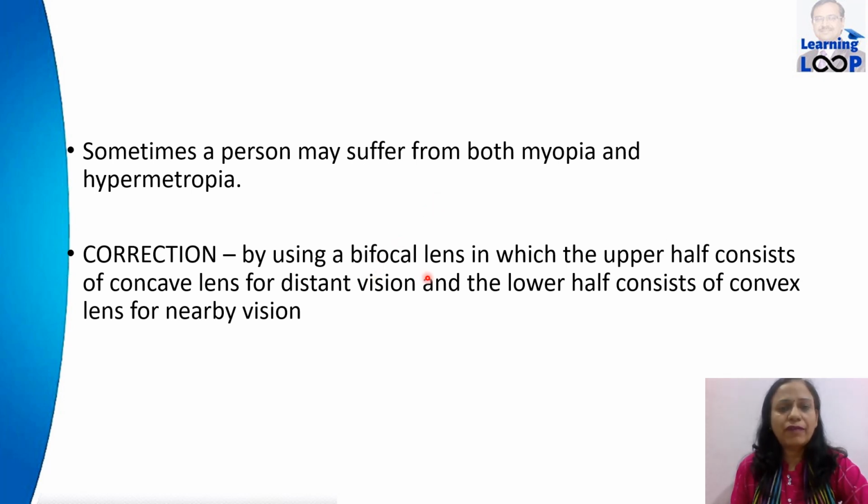What is the meaning of bifocal lens? It means in one glass there are two lenses. The upper half is a concave lens for distant vision, because when we look at a distant object we tend to see straight, and the lower half is a convex lens for your near vision, because when you're reading something you always look down, right? So bifocal lens means a lens which has two lenses. The upper half is concave for distant vision and the lower half is convex for nearby vision.